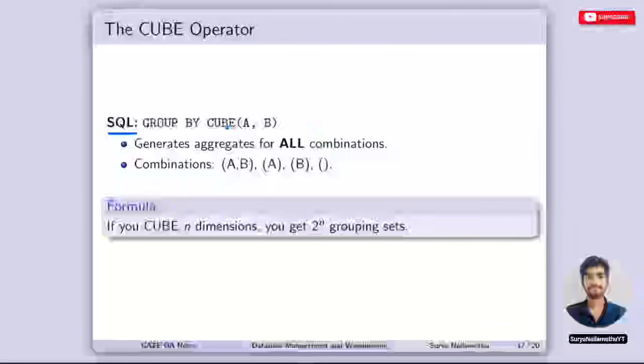For all combinations, we have the cube of A comma B. It means these are the combinations we have: A, B, empty, and A comma B. All these combinations will be aggregated, so that we call it the SQL cube operator.